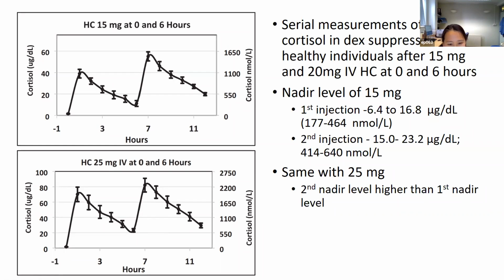So based on this data, they decided that the dose to take forward for the next part of the study will be the 25 milligram, I think, because as you see, the nadir that's reached is about 550. And based on the previous studies that are done, they know that this level is sufficient for anyone to go through a stress response. So they decided to use 25 milligram IV hydrocortisone to be taken forward for the next part of the study.